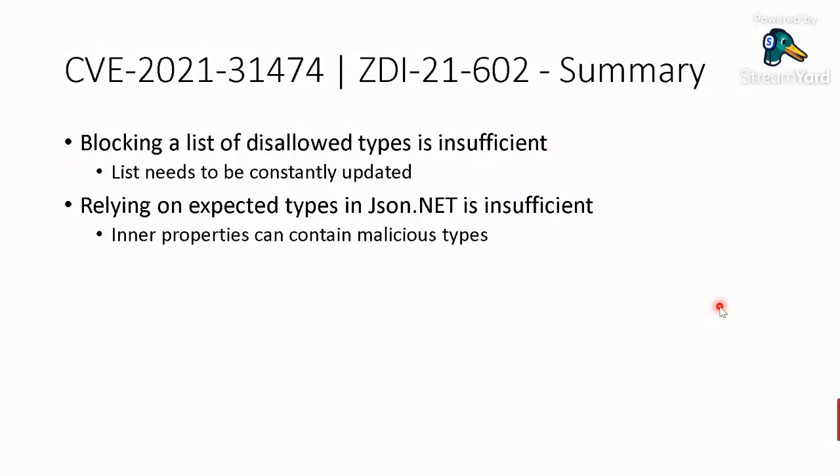So just to summarize what we learned from this one: blocking a list of disallowed types is not sufficient because it needs to be constantly updated, and you also don't know of gadgets that aren't publicly known, that attackers can exploit and keep to themselves. And second, relying on the checks for expected types, as is done in Json.NET, isn't sufficient because even though we're sending a valid object, it can contain malicious inner properties inside. Any questions on this one before I move on?